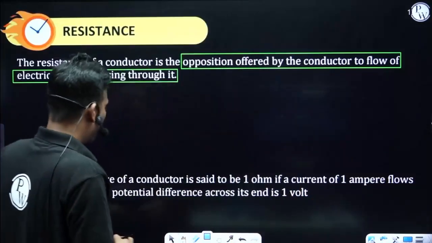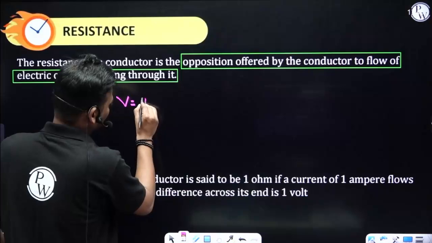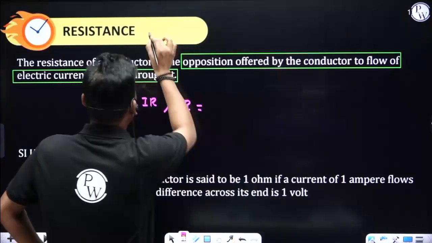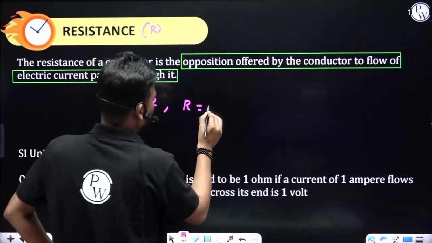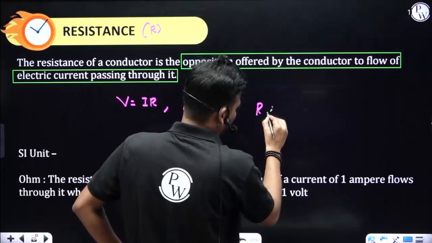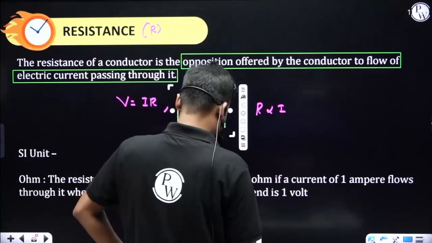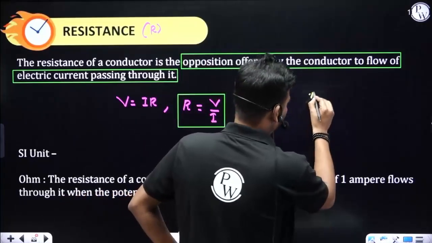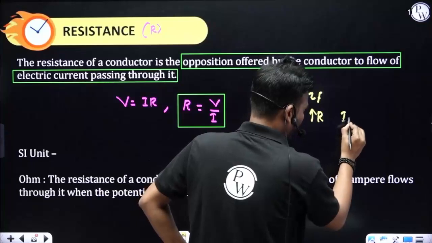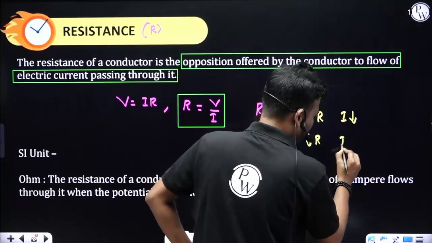Now, according to the statement of Ohm's law, V is equal to I into R. In terms of resistance R, you can write it as V divided by I. And here you can see R and I are inversely proportional. What does it mean? If R increases, what happens to I? It decreases. If R decreases, current increases.